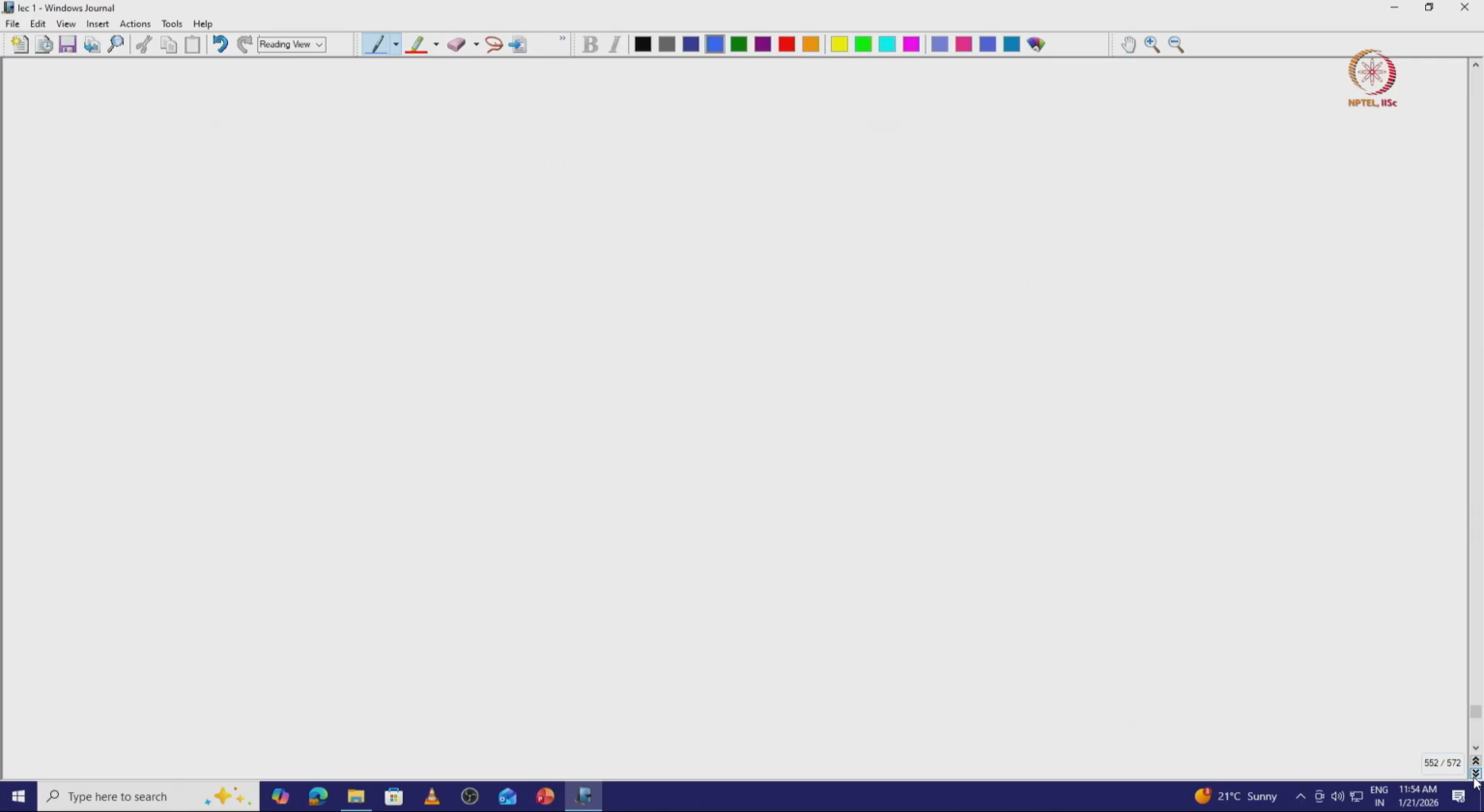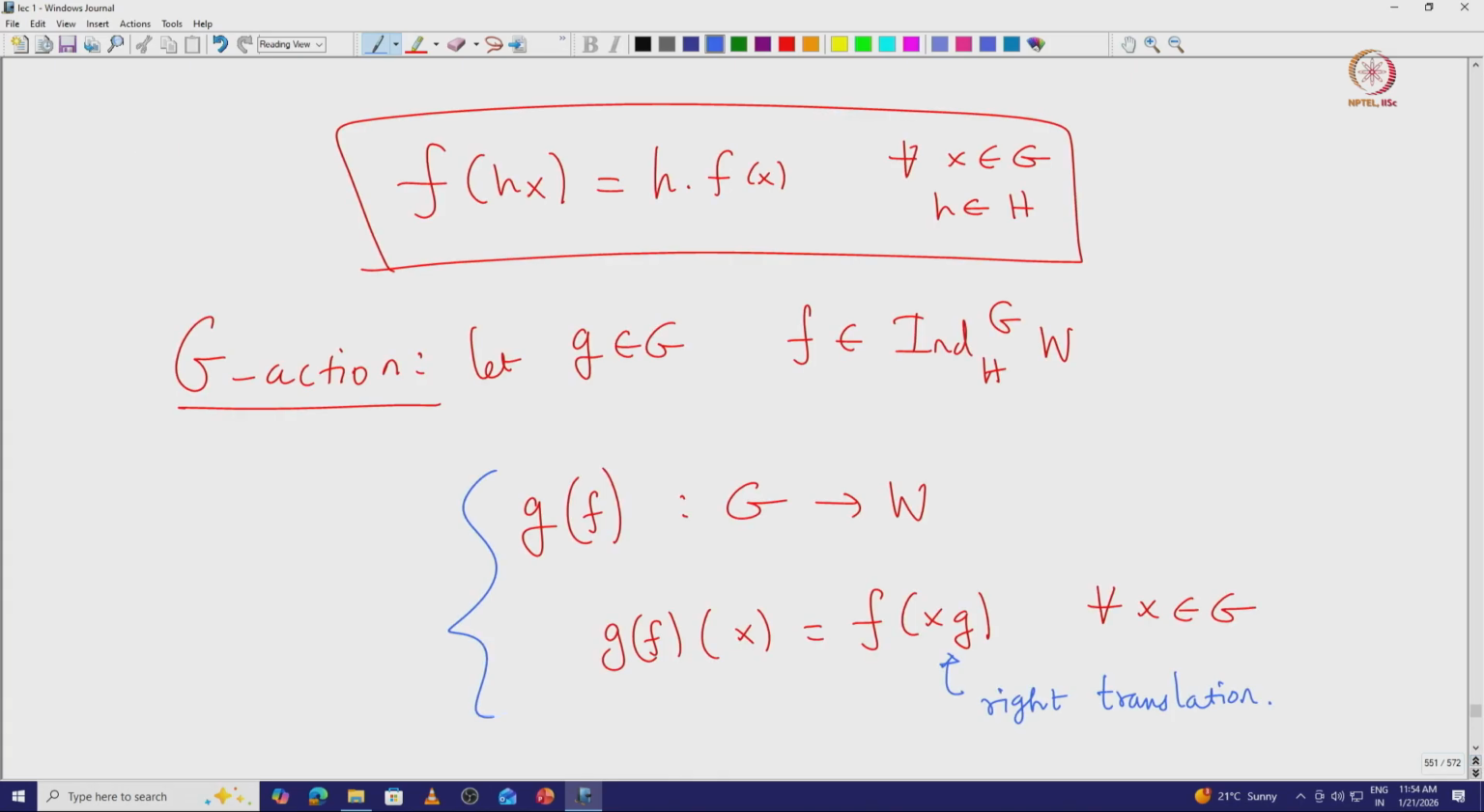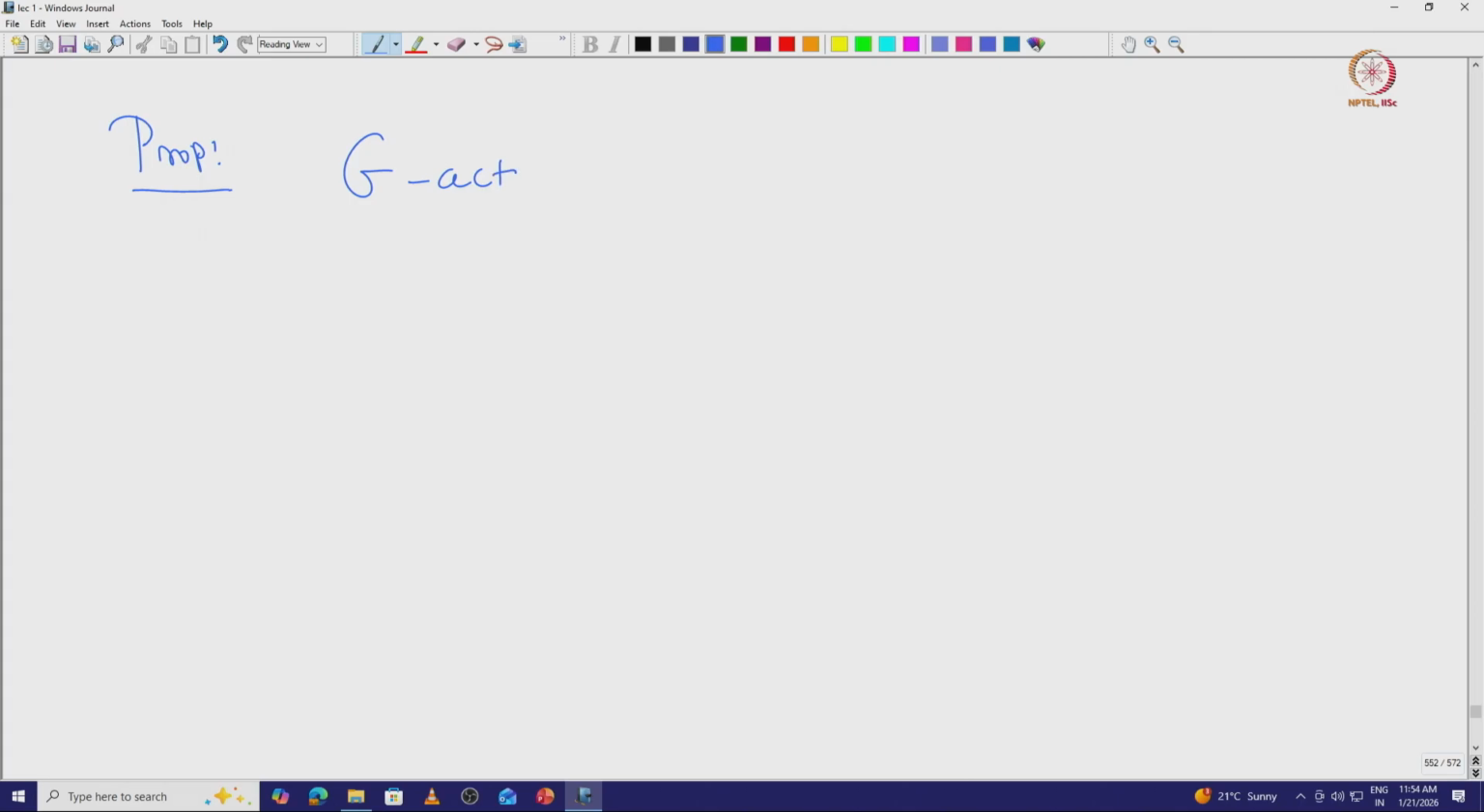Okay, so let us verify that this indeed gives us a well defined action of this G on this induction space. So, here is the proposition. The above action, this is the action we are talking about, the star, the G action given in star defines a G representation on this induction.